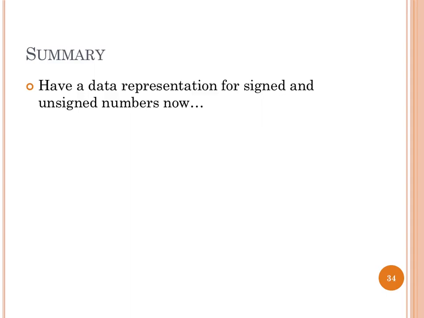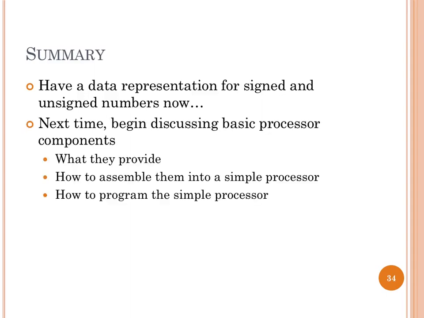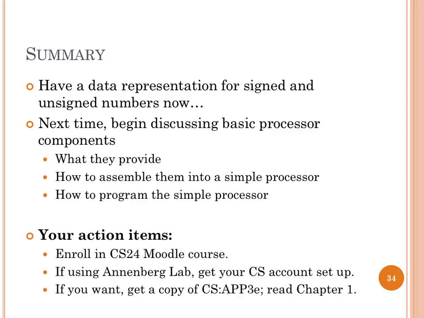Okay. So, summary. We have a data representation. Hooray! And we know how to do signed numbers and unsigned numbers. So next time we're going to start talking about how to implement various processor components, what they do, and how to hook them together. And so make sure you take care of these action items. I would say probably the most important one to start now is your CS cluster account if you intend to use it.